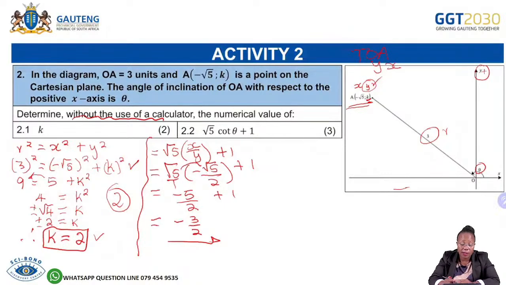Negative 5 over 2 plus 1 is negative 3 over 2. Without using a calculator, you use your LCM method. And this is 3 marks. The first mark is for substitution. The second mark is for simplifying the square root signs. The third mark is for your answer, which is correctly minus 3 over 2. Or you can write it as minus 1,5, because 2 goes once into 3, and you'll be left with 0.5. So that is activity number 2 solution, grade 12, worth 3 marks. At least I know you got 100% on that one.